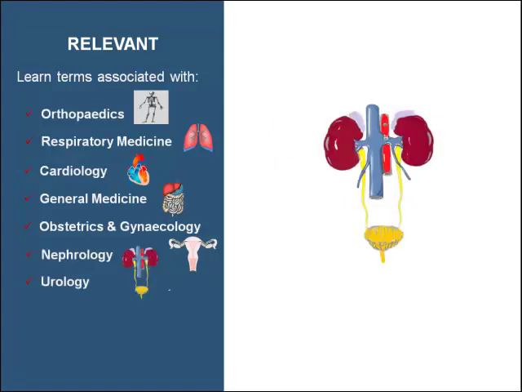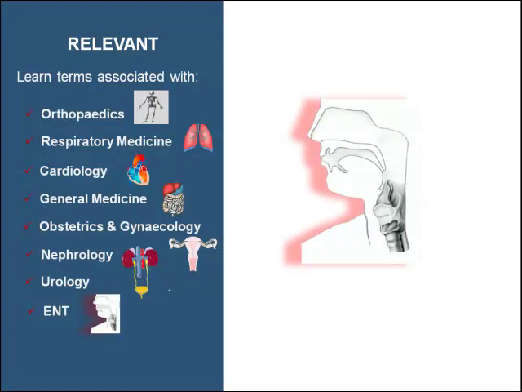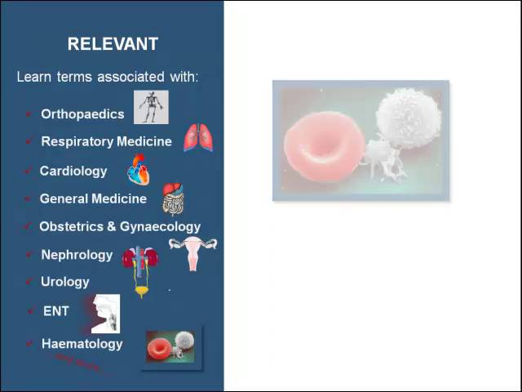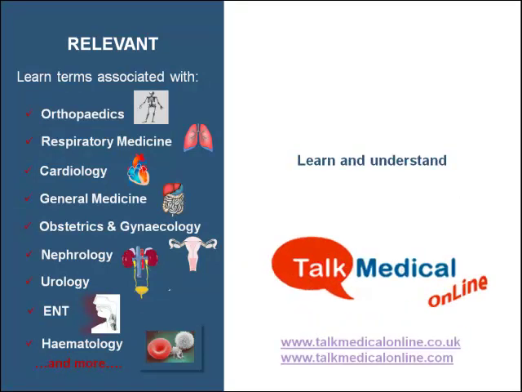Nephrology and urology. I've put these together because nephrology is a study of the kidneys and urology is a study of the urinary system, and the kidneys are part of the urinary system. In urology, we will also cover terms associated with the male reproductive system. ENT stands for ear, nose and throat. And also terms associated with the blood, haematology, meaning the study of the blood. And many more terms. With Talk Medical Online, you will learn and understand these medical terms.